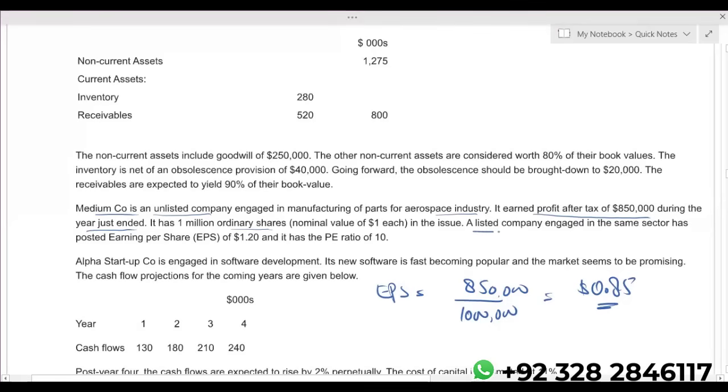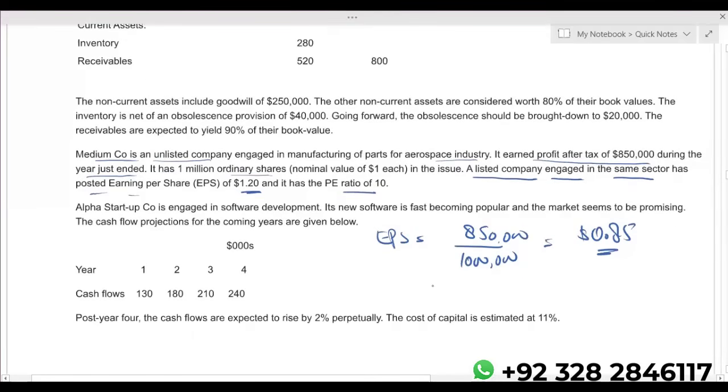Okay, a listed company engaged in the same sector has posted EPS 1.2, P/E ratio 10. Stop. Other than that, the examiner has not given us any information. So I'll be using the same P/E ratio as it is for the medium company. If nothing is mentioned, I'll be using the same P/E ratio to value the medium company. So now it becomes very easy.